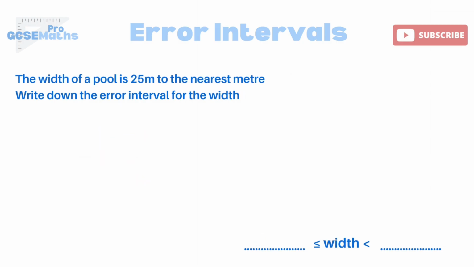Okay, hopefully you've got the gist by now. If you have, pause the video, give this one a go for yourself. So we've got the width of a pool is 25 meters to the nearest meter. Write down the error interval for the width. So upper and lower bounds, you can do a little bit less.